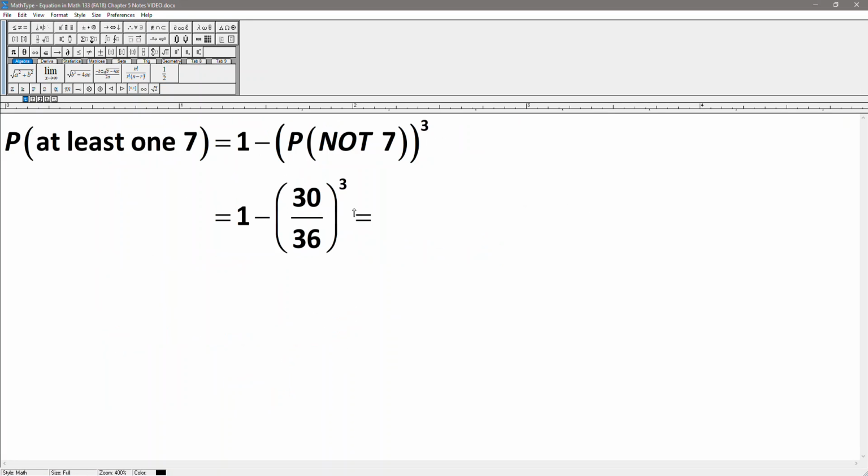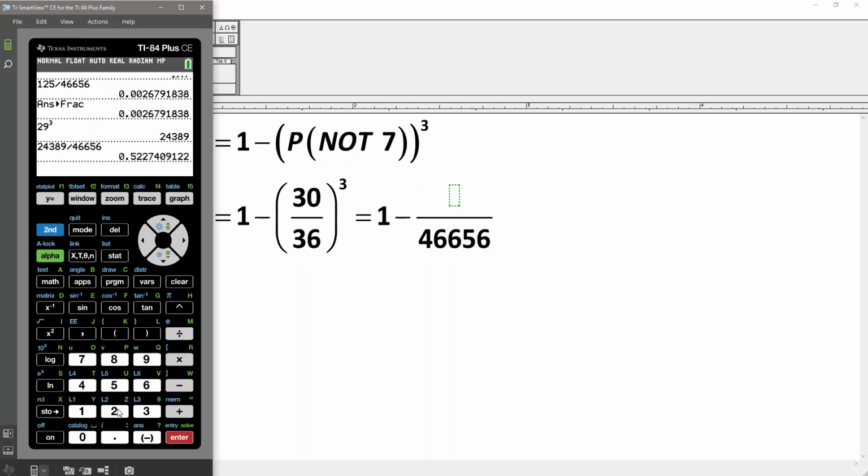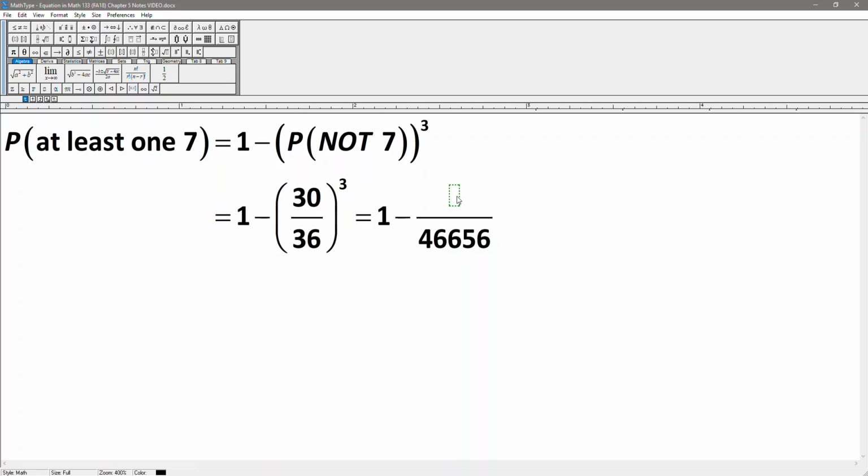Okay, well then we know what our denominator is going to be because it's been 46656 for every one of these. It's just a question of what is 30 cubed. So 1 minus 30 cubed, which should be 27,000 if I'm not mistaken. So let me show it to you. 30 cubed. Yep, 27,000. Now that would be 19656. Just doing the subtraction there. Divided by 46656.